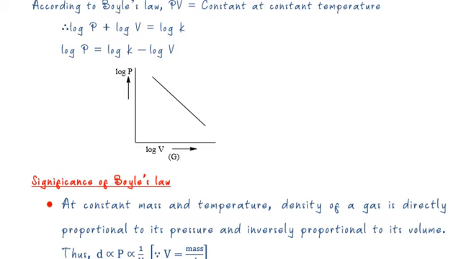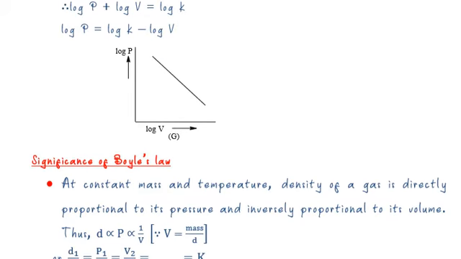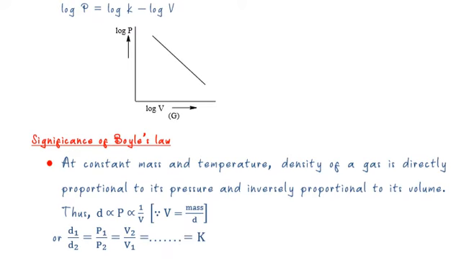Significance of Boyle's law, very important. At constant mass and temperature, the density of a gas is directly proportional to its pressure and inversely proportional to its volume. Thus, density is directly proportional to pressure and inversely proportional to volume. Volume is equal to mass upon density. So d1 by d2 is equal to p1 by p2, that is equal to v2 by v1, which is also equal to constant.